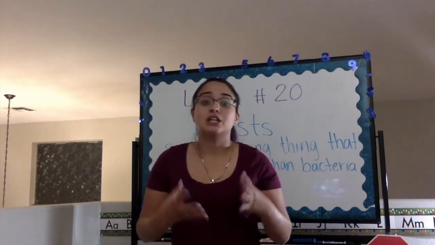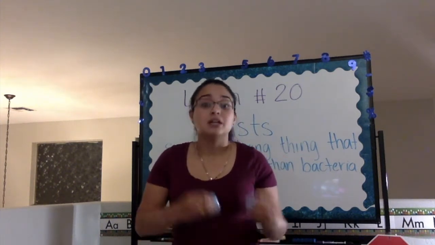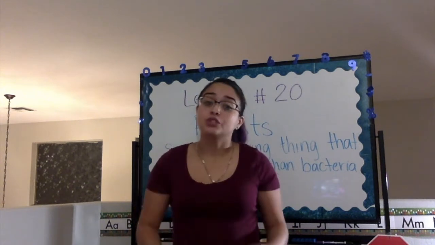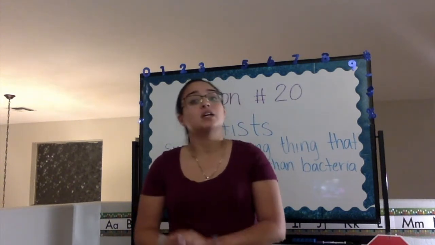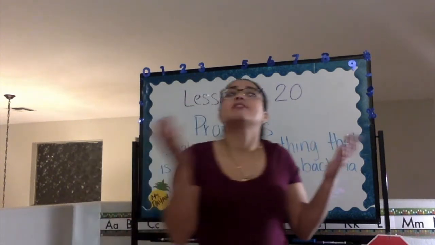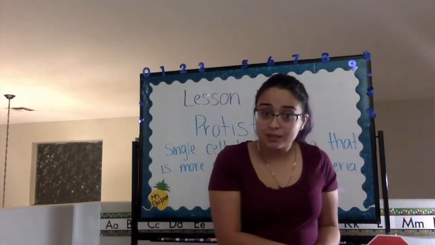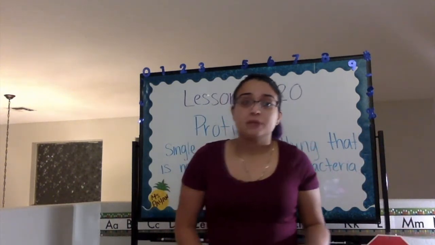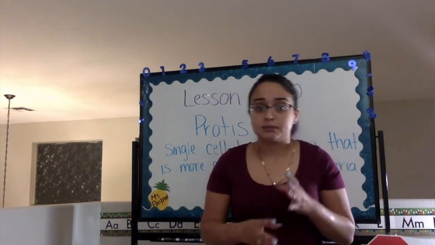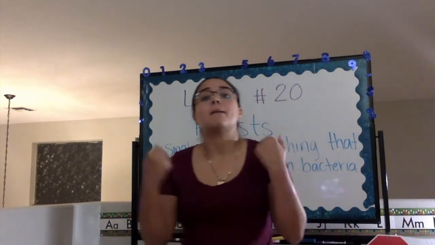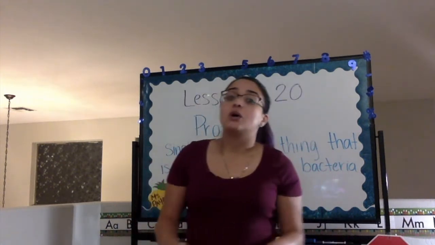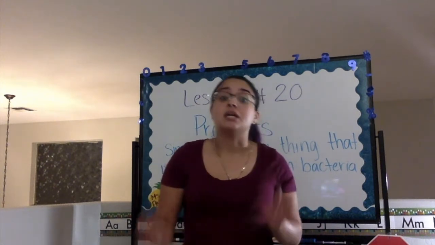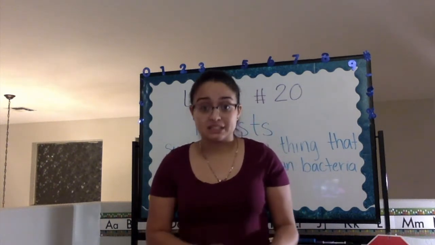Protists actually come from bacteria. A protist is actually an evolution of bacteria, which means that a very long time ago, there was only bacteria. But then certain bacteria started to combine together and out came a protist. Now, a protist is said to be more complex than a bacteria.